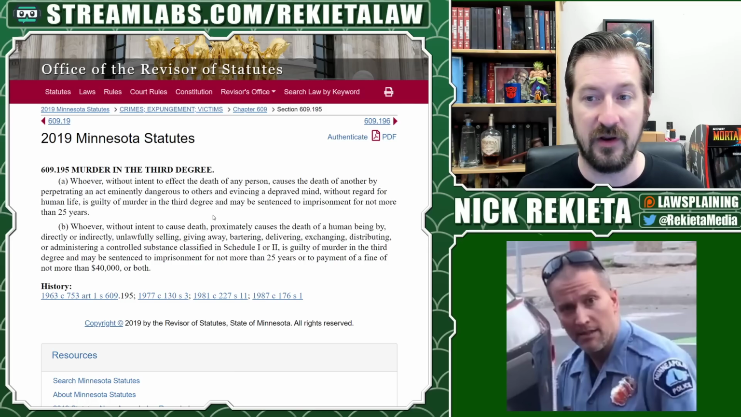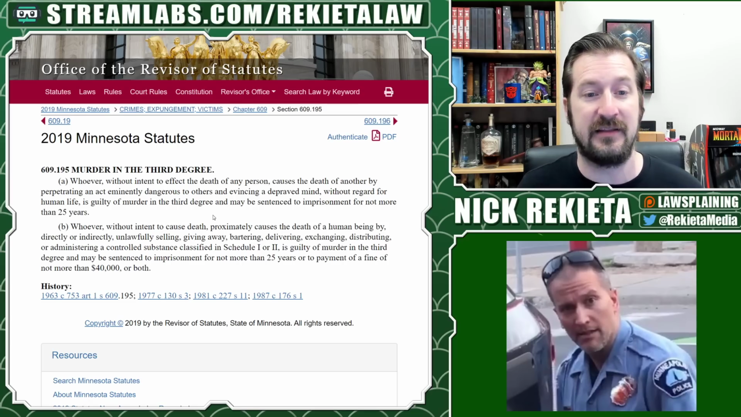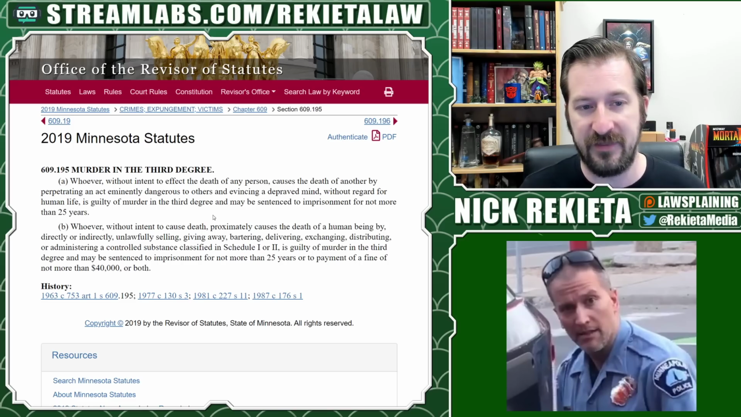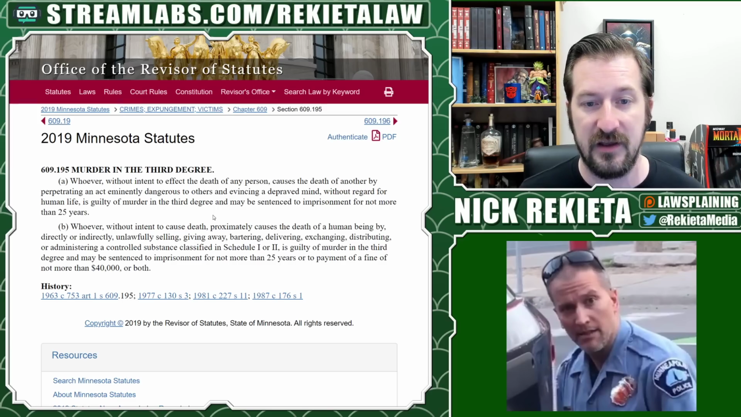Murder in the third degree is a little bit different. Let's read this. Section A is the section that's relevant here. Whoever, without intent to effect the death of any person, causes the death of another by perpetrating an act eminently dangerous to others and evincing a depraved mind, without regard for human life, is guilty of murder in the third degree and may be sentenced to imprisonment for not more than 25 years.